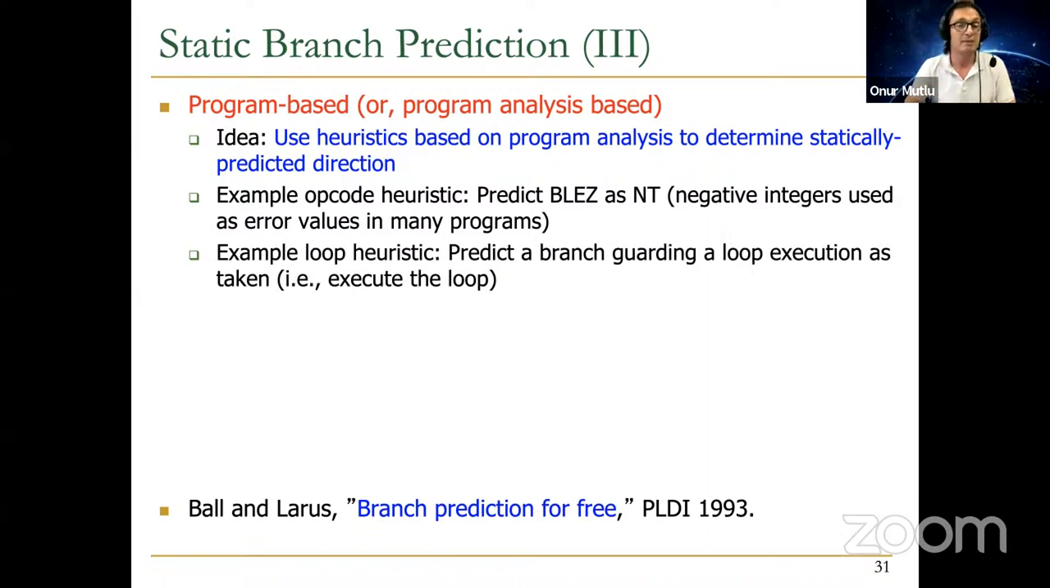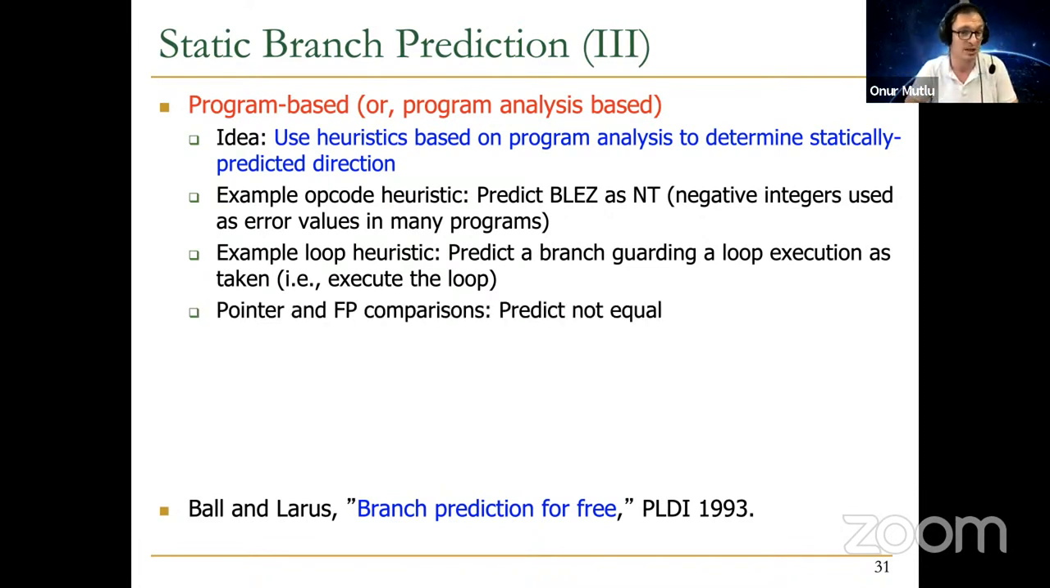Another heuristic: predict a branch guarding a loop execution as taken. Basically, if there's a branch that's guarding the loop execution, if the condition is true, execute the loop. Otherwise, don't execute the loop. Then predict the branch such that you will execute the loop, meaning taken. This is because those guard branches are usually protecting against some error values, for example, or boundary conditions, which don't happen as often. Again, these are heuristics, as you can see.